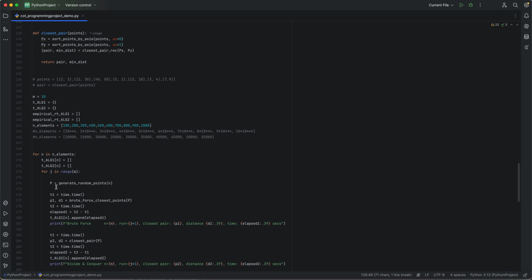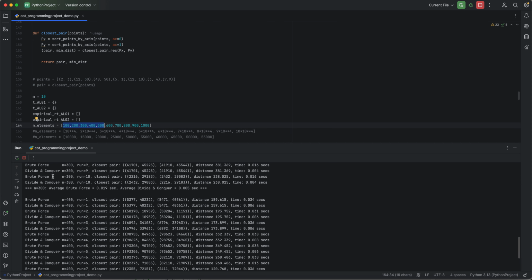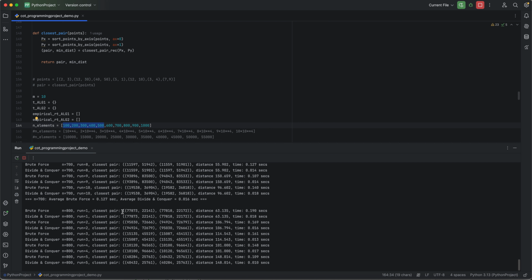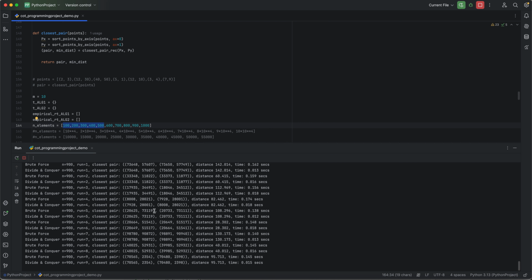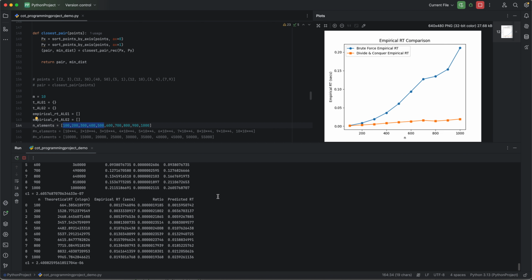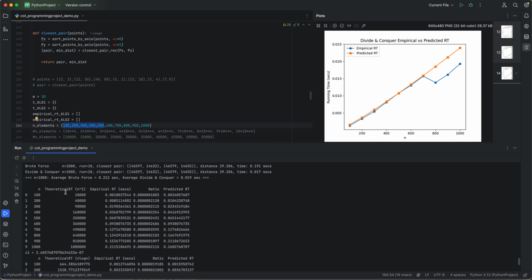So if I run this algorithm with a small number of elements to be quick, we're going to see that we are logging all the iterations and the averages for each one. You're going to see that the distance is always the same. For example, for this one, divide and conquer is always the same, but eventually you can have different pairs if they are at the same distance. And then we have the table.